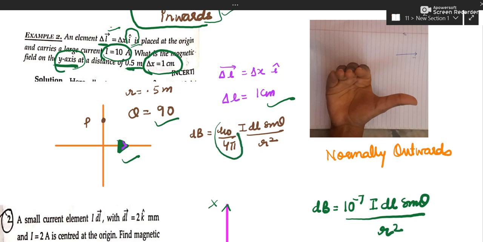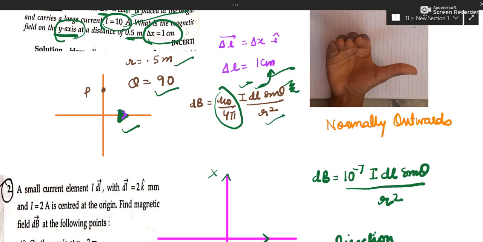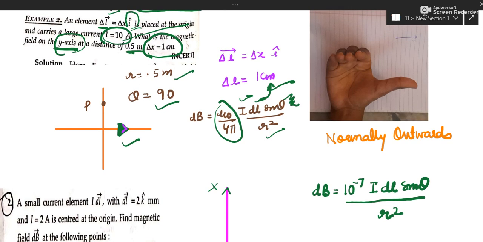Mu naught by 4 pi, you know. Current is given. Where is current? 10 ampere. The length of the current element is 1 centimeter. Sin theta is sin 90 and distance of the point given here is 0.5 meter. You can substitute and find out the magnitude of magnetic field, but then magnetic field is a vector quantity, so you need to tell direction as well. So you can see this situation fits it. This is the direction of current and the point is somewhere here. So these fingers are pointing out of plane of paper, so it is normally outwards.